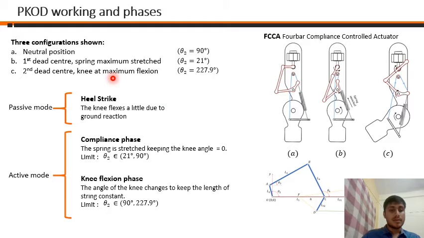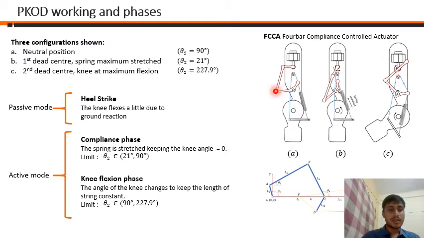Here, we will explain the working of the orthotic device. So this part is attached to the thigh and this lower part is attached to the lower leg, and ABC shows the different configurations of the mechanism where B and C belong to the extremes. In the natural position, the spring is at its natural length and the string is taut. At the first dead center, the spring is at its maximum length, and the degree to which we need to approach this extreme position is determined by the terrain we are walking on and the maximum knee stiffness which is required.